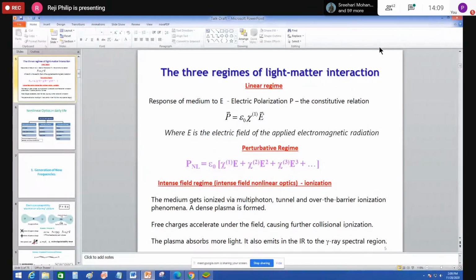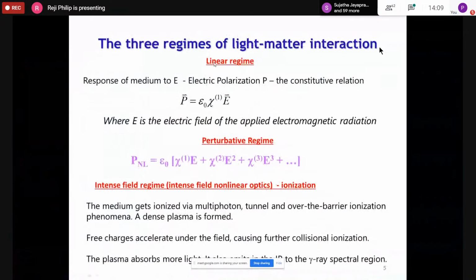So basically there are three regimes like that for light matter interaction. So the linear regime is where the response of the medium to the applied electric field in the EM radiation is linear. So if this is the polarization, the electric polarization P induced in the material because of the applied field E, and if this is the kind of relationship, we can see it's linear. P is proportional to E. It is not proportional to E square or anything. So this is a linear response, and this is the domain of linear optics.